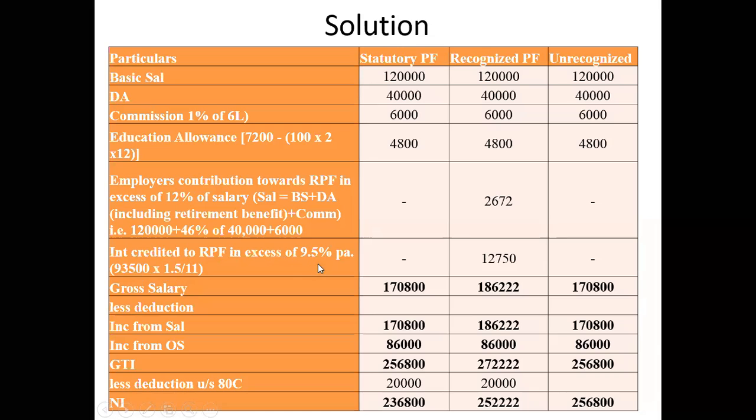When you solve this, just solve it. 12,750. So you are receiving an extra 12,750 rupees, and that amount is going to be taxable. This amount is going to be taxable here.